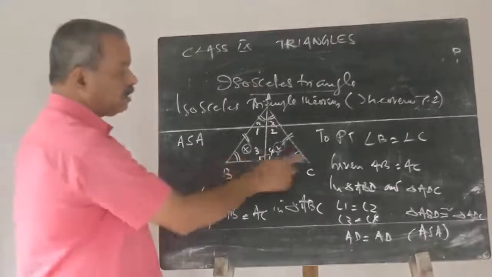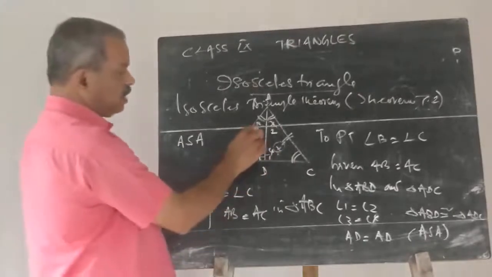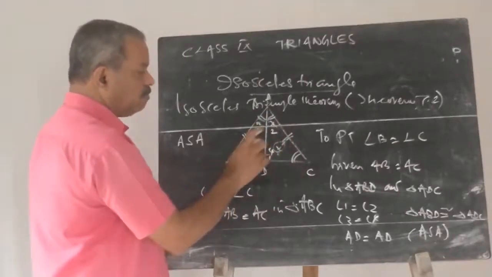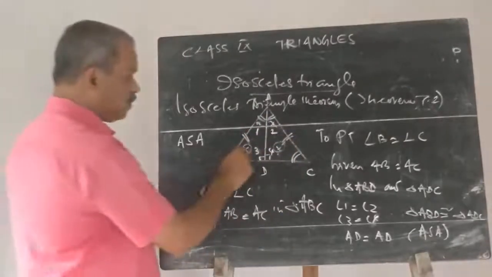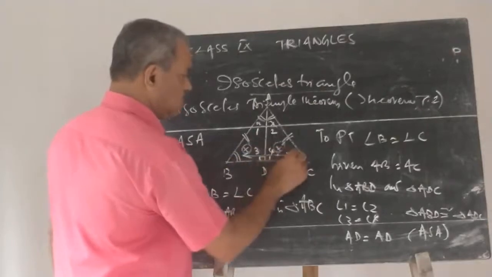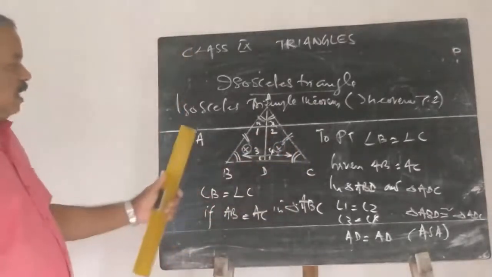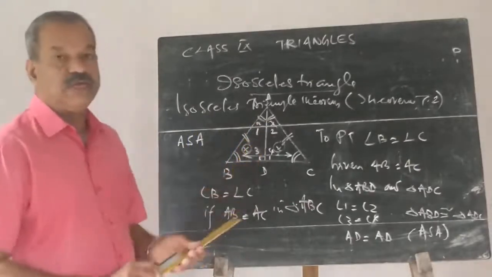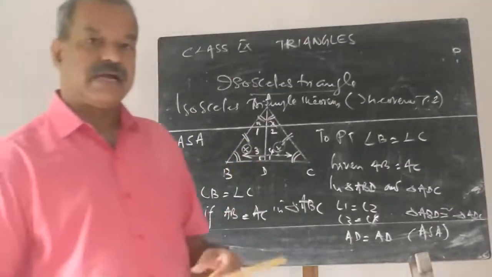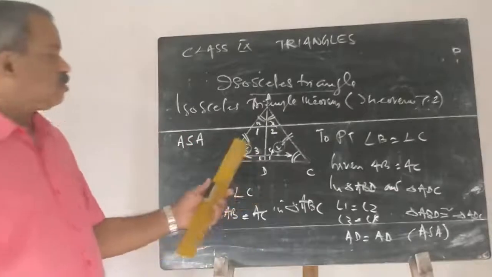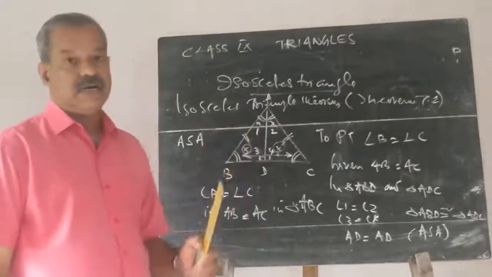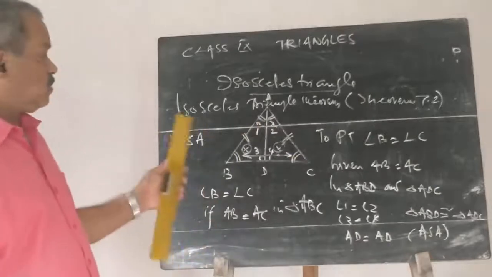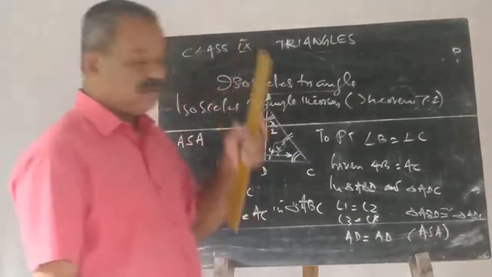Then corresponding angles are equal. What are the corresponding angles? This x, this also x. This 90, 90. So third pair, angle B equal to angle C. Corresponding angles are equal. That means in an isosceles triangle, the angles opposite to equal sides are equal. This is what is called the isosceles triangle theorem.